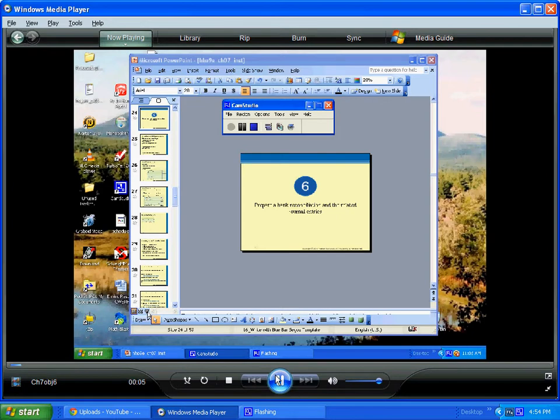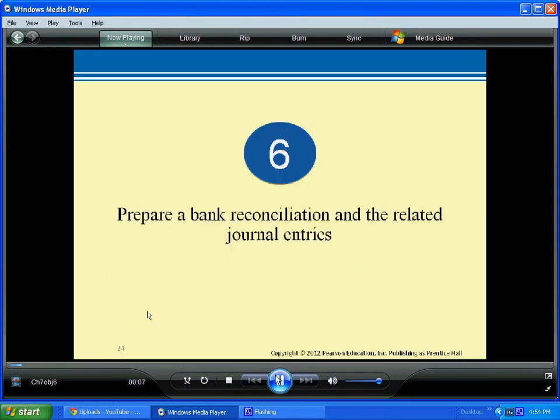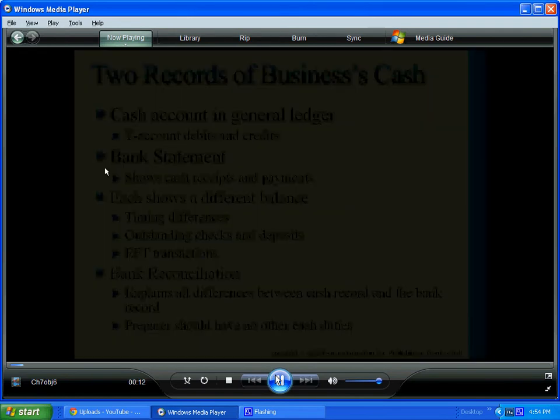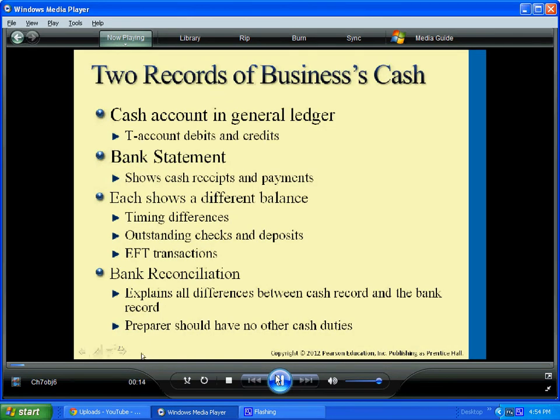The sixth objective in Chapter 7 is to prepare a bank reconciliation and the related journal entries. A bank reconciliation is taking the two records of a business's cash activity, comparing them to one another, and then reconciling them.